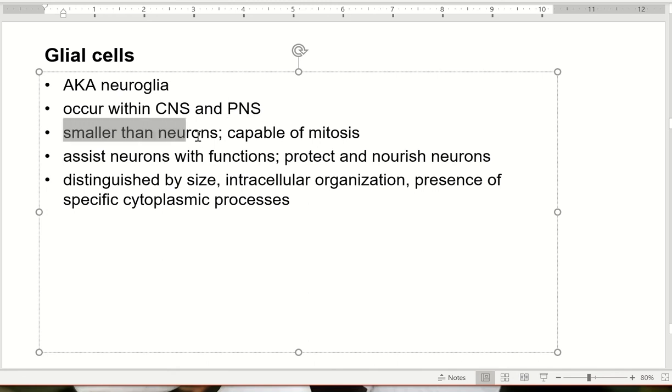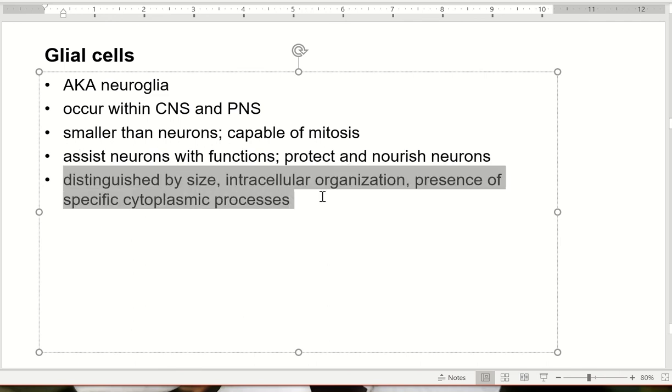Glial cells are much smaller than neurons. They're those tiny little things that we saw on that slide of the neuron smear. They are capable of mitosis, and so we'll talk about how that affects their function. They're going to help the neurons do their job. So in that way, they're kind of like the satellite cells that we see in skeletal muscle tissue. They're a little different because each kind of glial cell has a different function of its own, but they're also going to help the neurons.